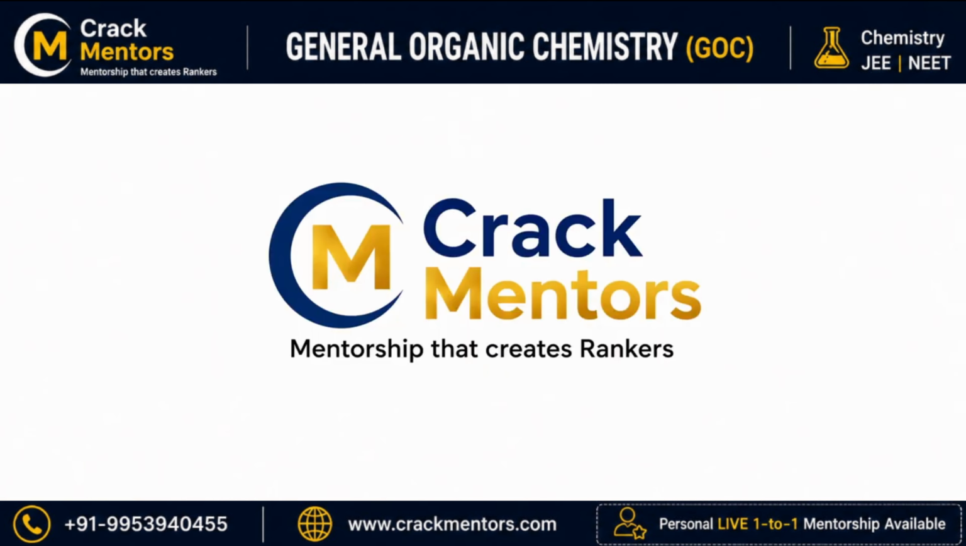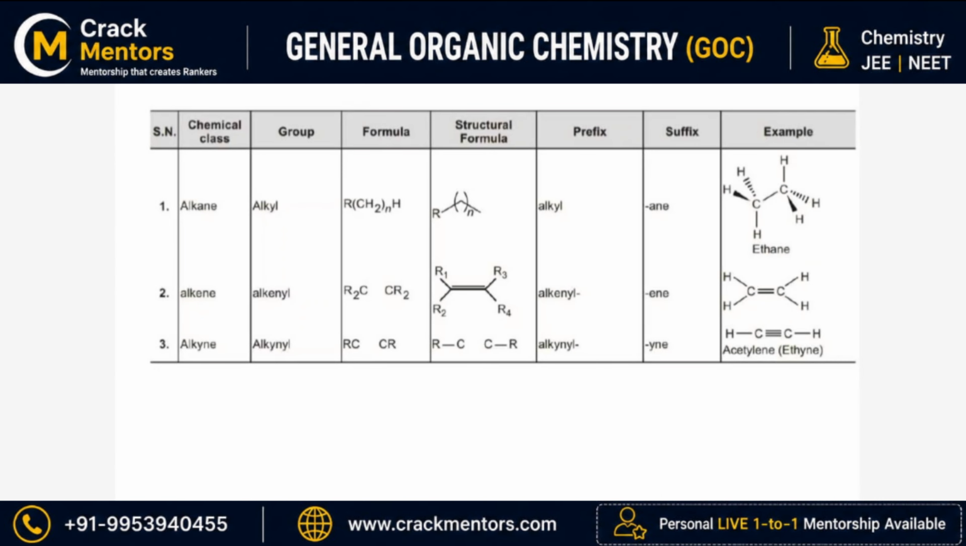The prefix here is a list of functional groups, and I also recommend that you draw a table just like this, in which the essential components should be chemical class, group, formula, prefix and suffix. These are ultra important for you and you must learn them, okay? So the very first is alkane. Alkane, you know, will contain single bonds, okay, sigma bonds you can say. So it will be just like this.